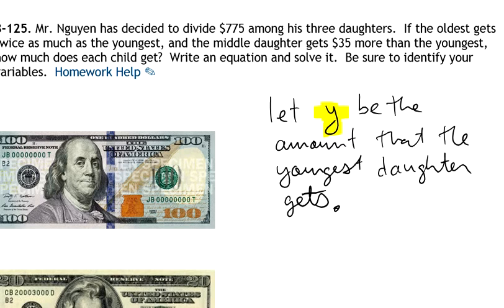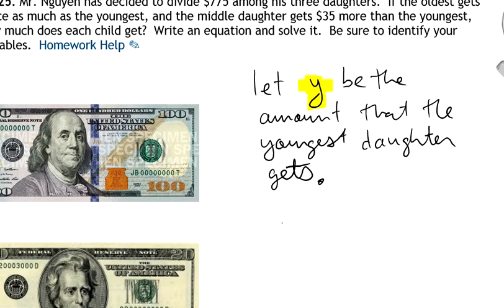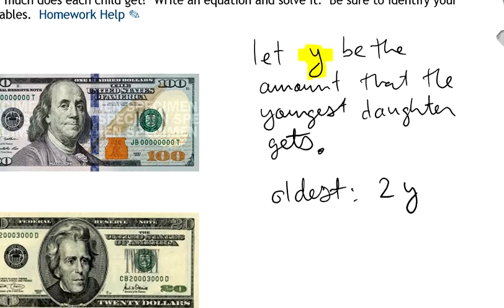And it says the oldest daughter gets twice as much as the youngest. So I can just write this expression here, oldest, and she's going to get 2 times what the youngest gets. And the middle daughter gets $35 more than the youngest. Okay, so here's the middle daughter. And this is nice because it's written in terms of the youngest also. Whatever the youngest gets, we're going to add $35 to that for the middle daughter.